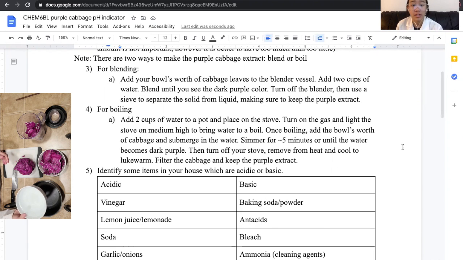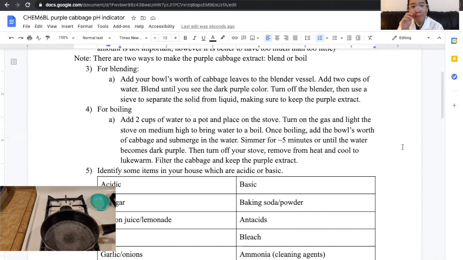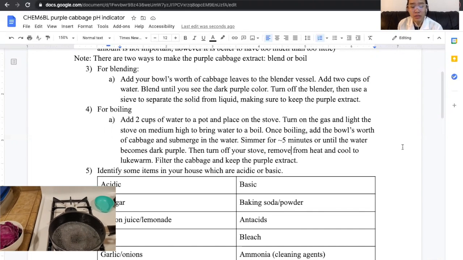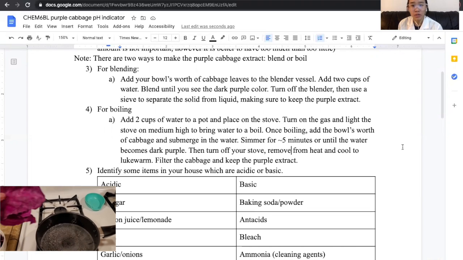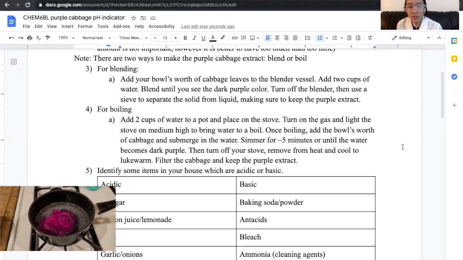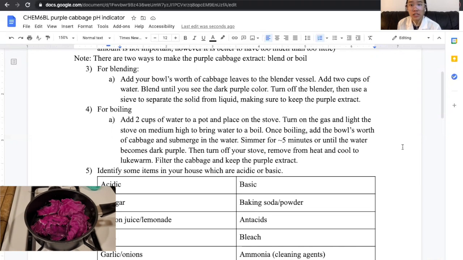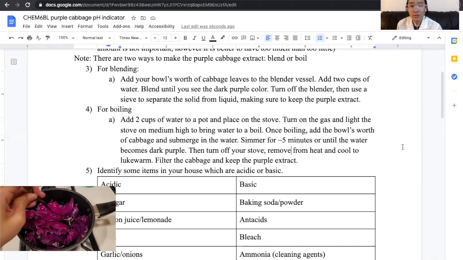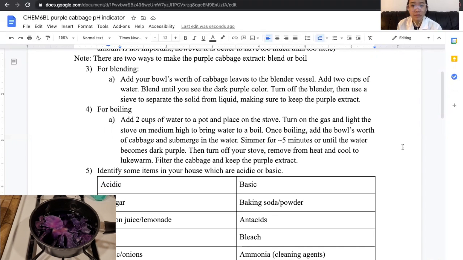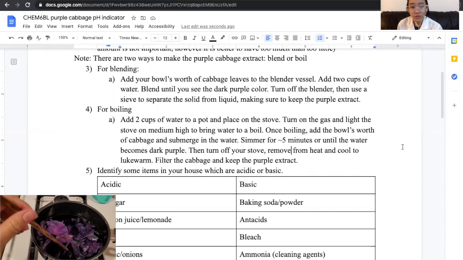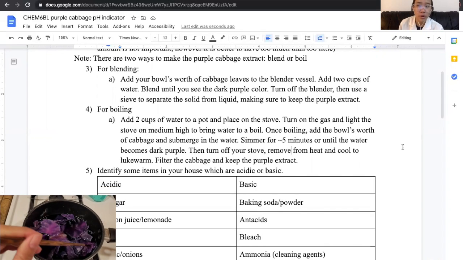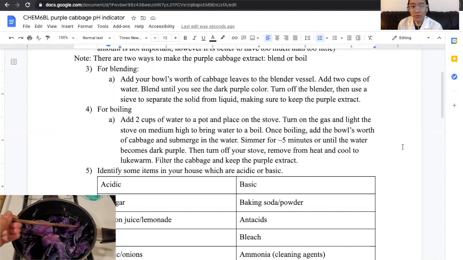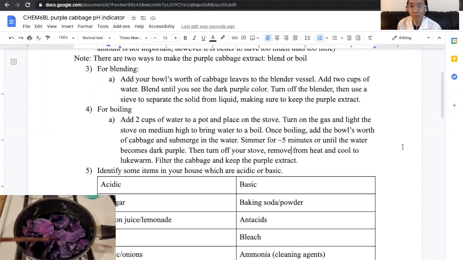In the boiling method, you're just going to add the 2 cups of water into a pot and place it on the stove, turn on the gas, and turn on the heat to about medium-high and bring the water to a boil. Once it's boiling, add your bowl's worth of cabbage into the pot and submerge it completely in the water. Then simmer for 5 minutes or until the water becomes dark purple, and then turn off your stove, remove from heat, and cool until it's lukewarm. This is so that you can filter out the cabbage pieces and again keep the purple extract.